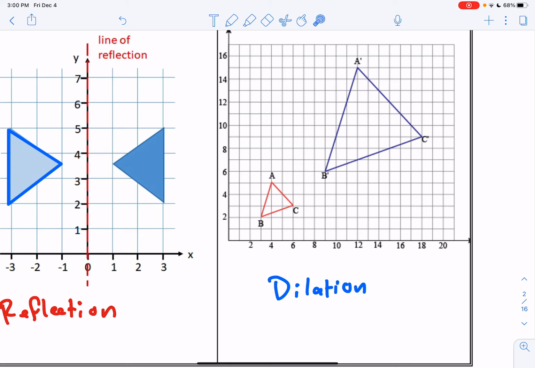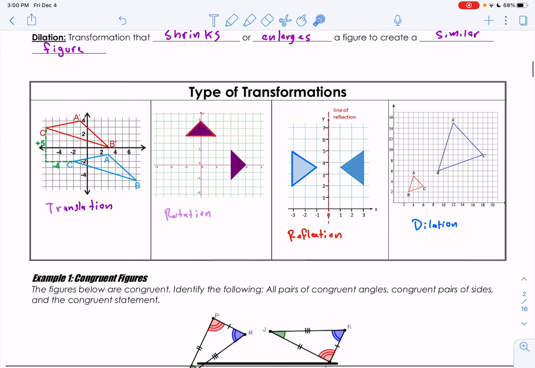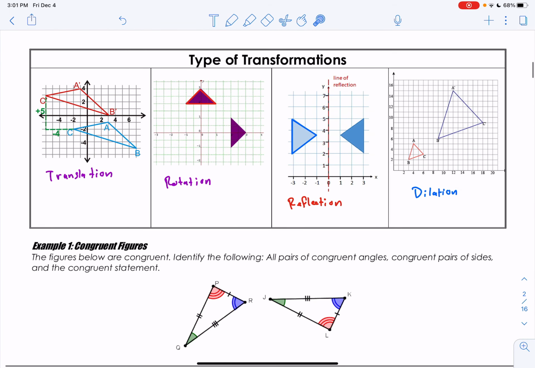And again, with the dilation, we can get bigger like we did here, or we could actually get smaller. There's not really a set rule. It doesn't have to go one way or the other. It could be really either or. So again, the purpose of today is just to introduce these types of transformations and have an idea what to look for when we're doing these notes.